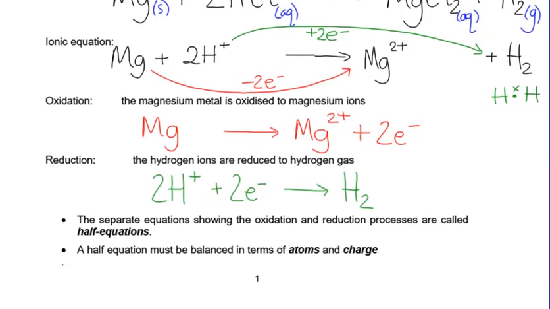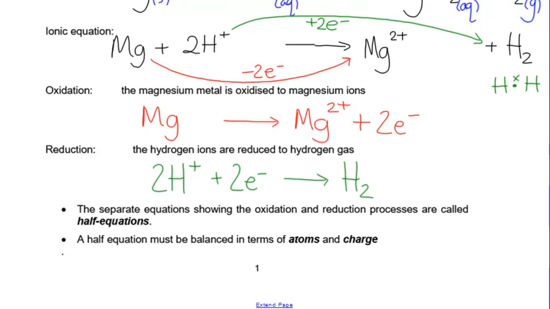We'd have that. These are called half equations, and they balance not just for atoms but for charge as well. So if we look at the left hand side of the top one versus the right hand side: in terms of atoms, there's 1 Mg on each side, so they balance for atoms. In terms of charge, the left hand side has no charge and the right hand side has a +2 and 2 lots of -1, so 2 minuses, which adds up in total to 0. So we balance for atoms and we balance for charge.